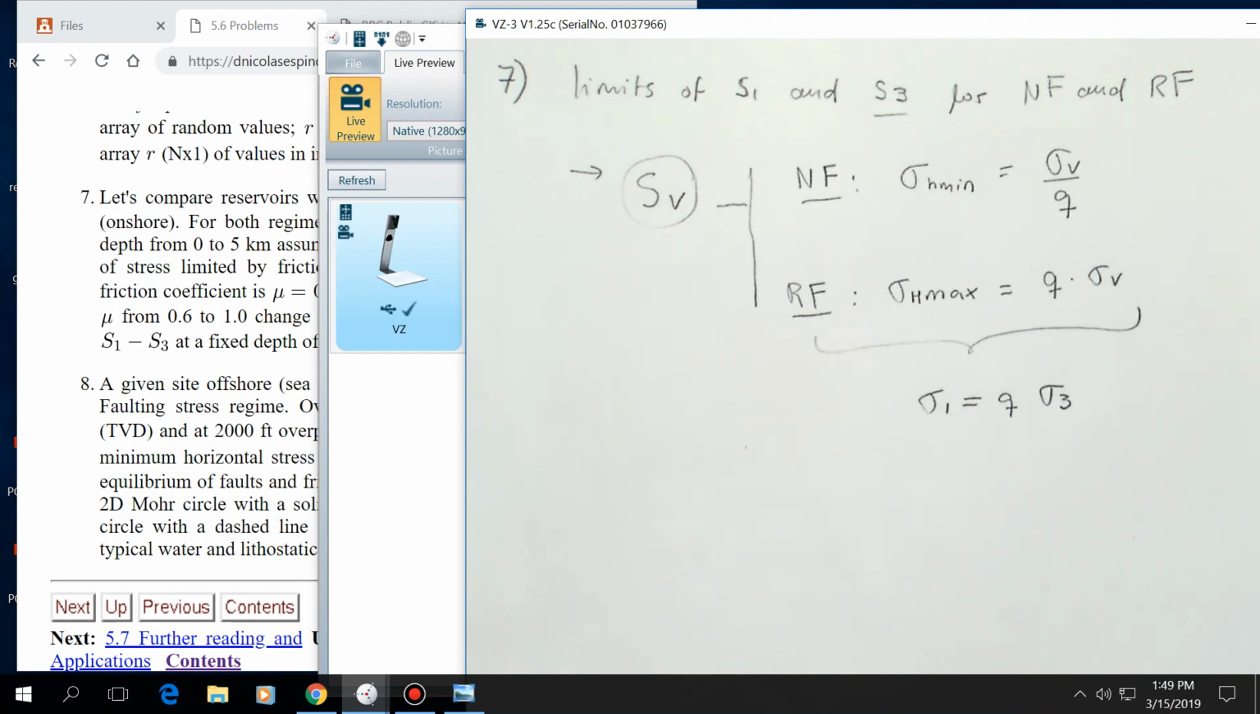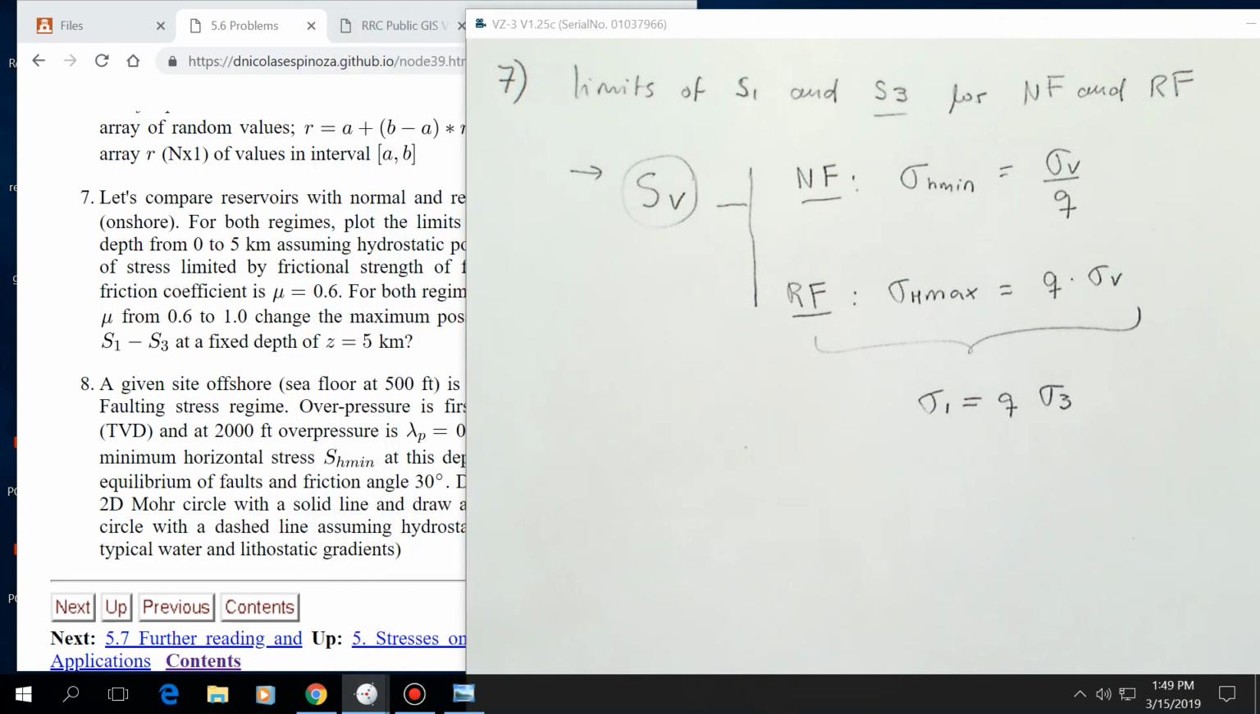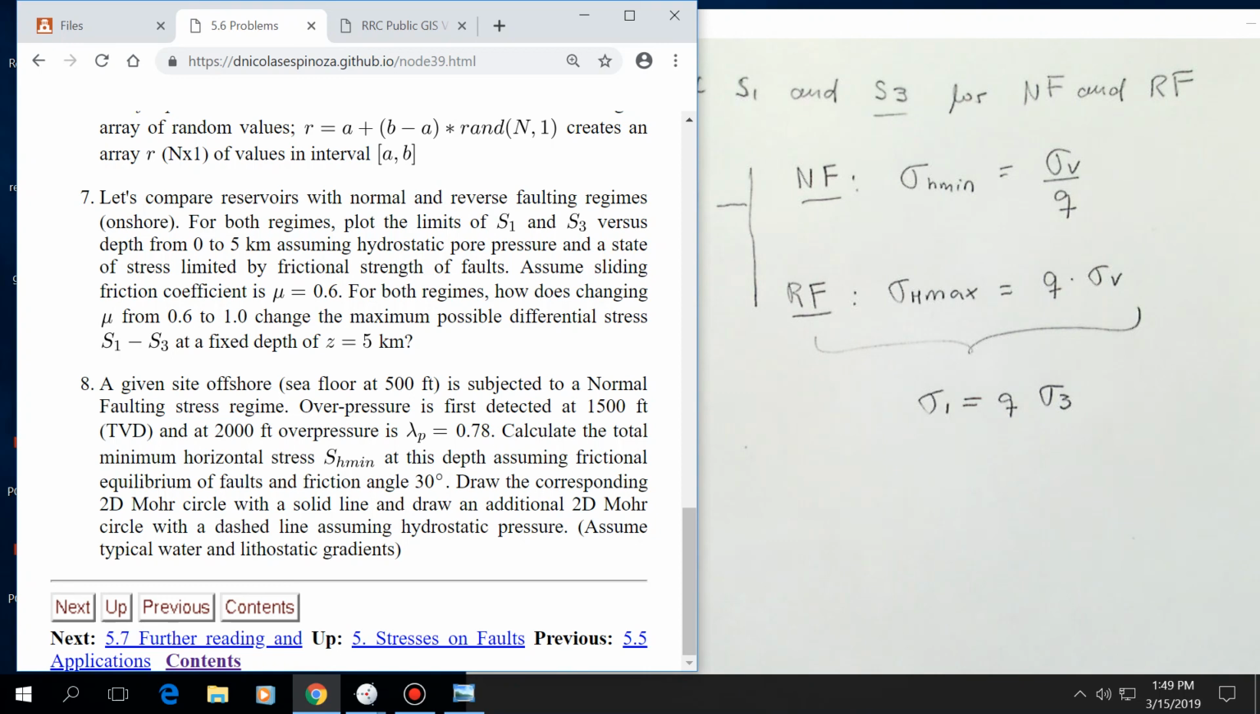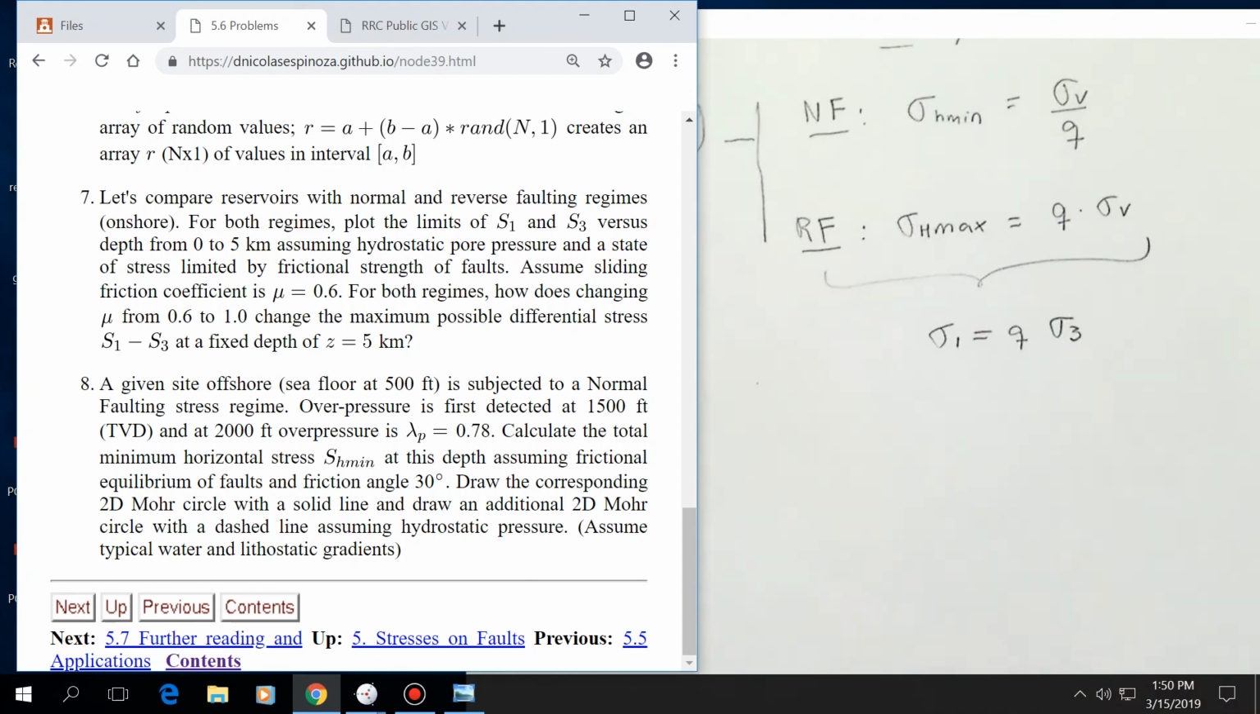So what this problem is asking you is basically to compute values of S1 and S3 for both normal faulting and reverse faulting, considering that the friction coefficient is 0.6 from 0 to 5 kilometers. But basically this is what you have to do.